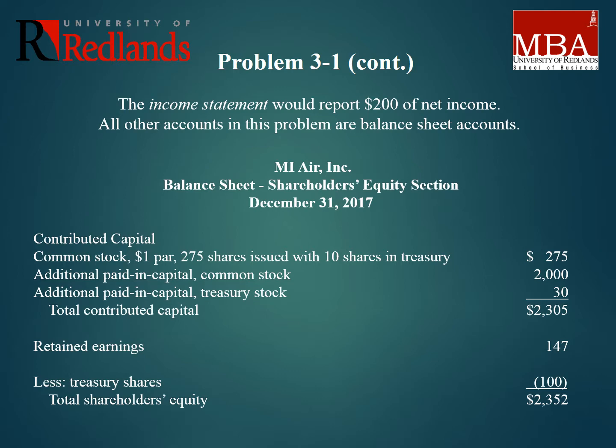For retained earnings, we end up with 147. How is that calculated? We took the $200 of net income and subtracted out the $53 of dividends. That's 147. Then we subtract the treasury shares of 100, leaving us with total shareholders' equity of 2,352.